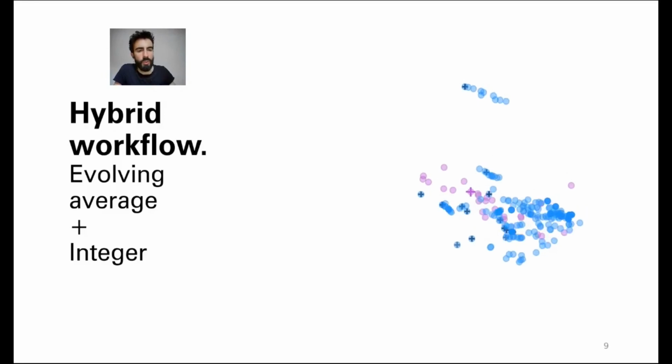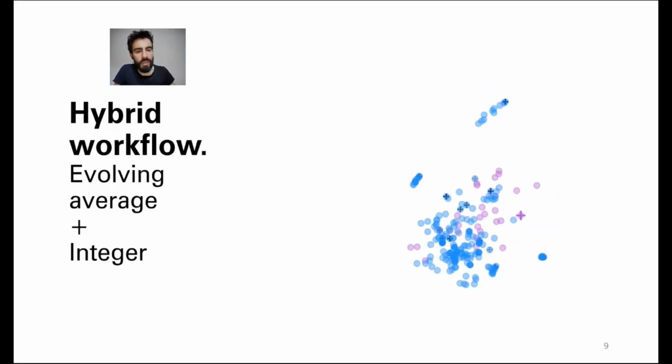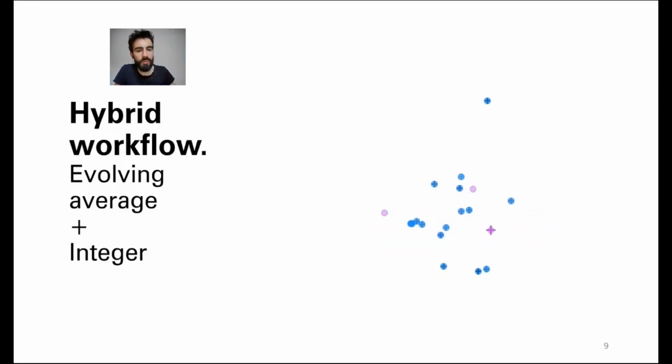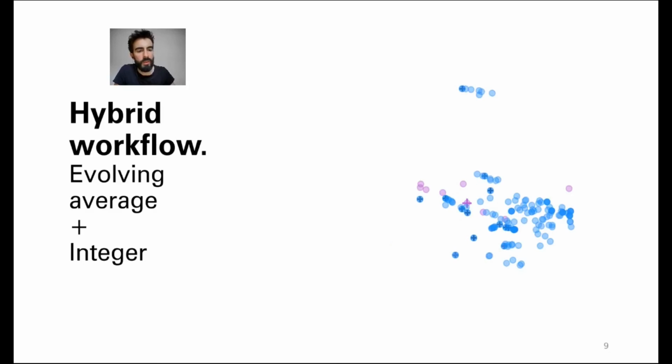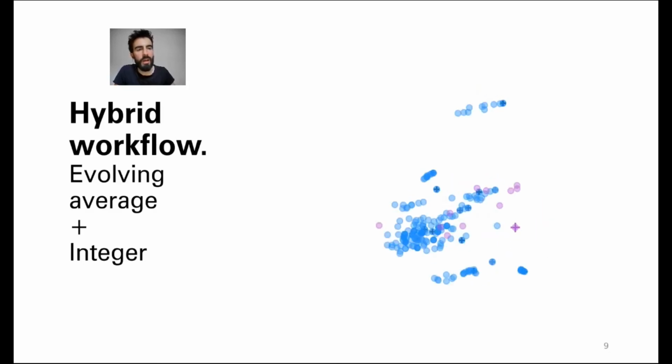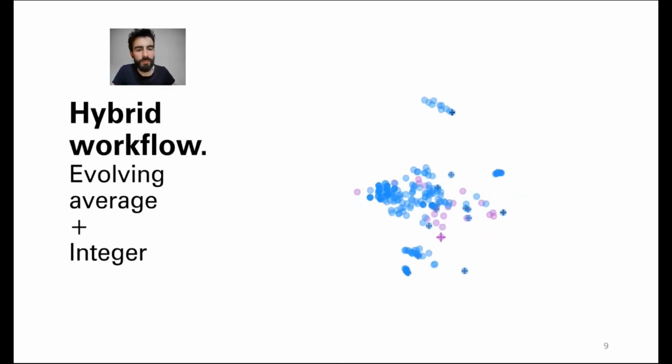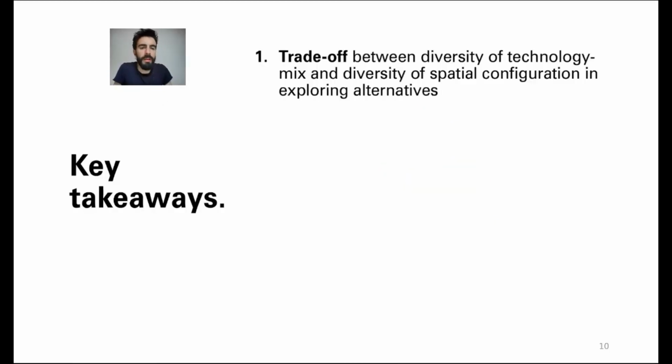The purple spores are here those generated by the evolving average method spanning a large portion of the technology mix decision space, whereas the blue spores are those with higher spatial diversity, generating around the technology explicit vertices identified here by black crosses. So we can hence summarize a few key takeaways from this computational experiment. First, there's a trade-off between diversity of technology mix and diversity of spatial configuration in exploring the solution space.